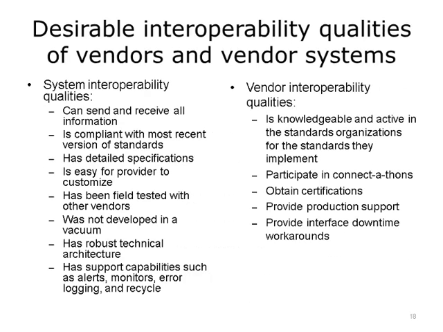Features of robust system interoperability capabilities include: can send and receive all information, is compliant with the most recent version of standards, has detailed specifications, is easy for the provider to customize, has been field tested with other vendors, was not developed in a vacuum, has a robust technical architecture, and has support capabilities such as alerts, monitors, error logging, and recycle.